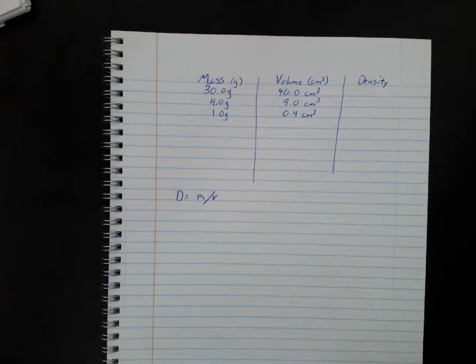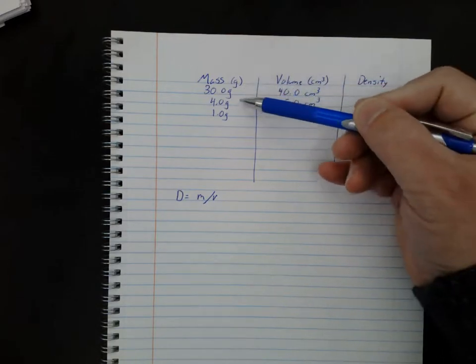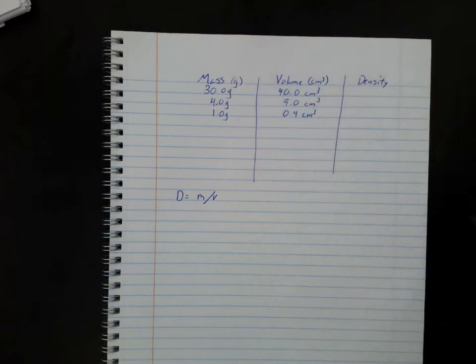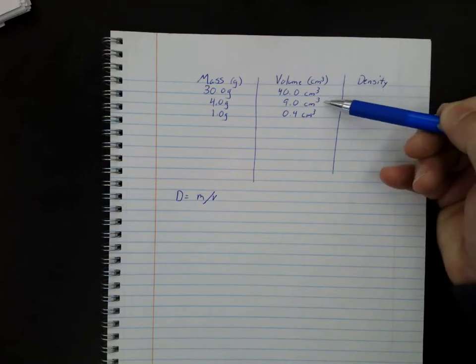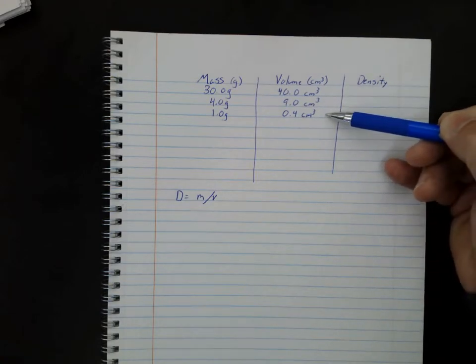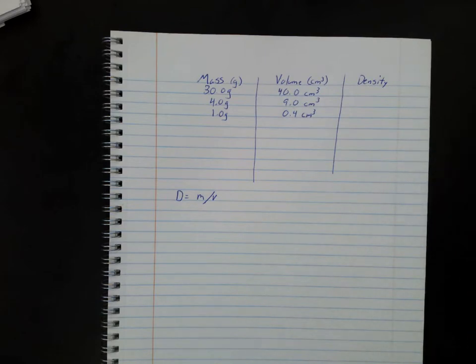All right, so we're going to go back and do a quick review over finding density or calculating density. So I have three different substances here. One is 30 grams, one is 4 grams, and one is 1 gram. And then the volume for each one respectively is 40 cubic centimeters, 9 cubic centimeters, and 4 tenths of a cubic centimeter. So we're going to calculate the density for each of these.